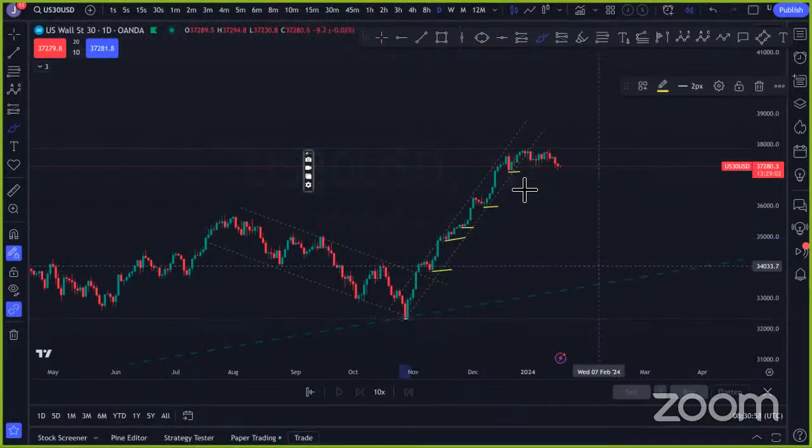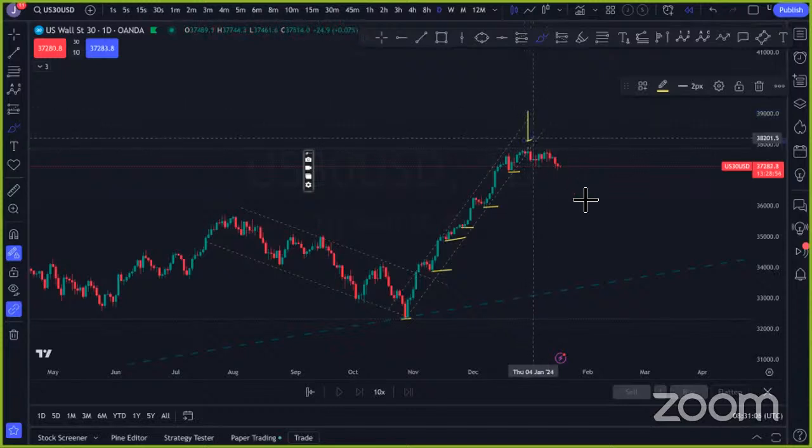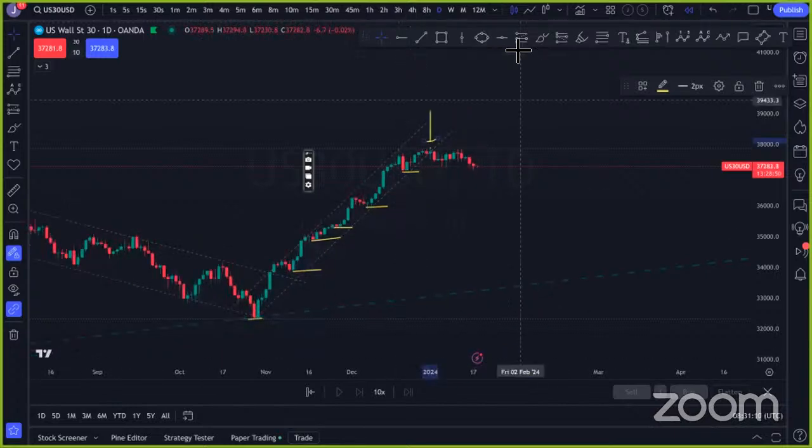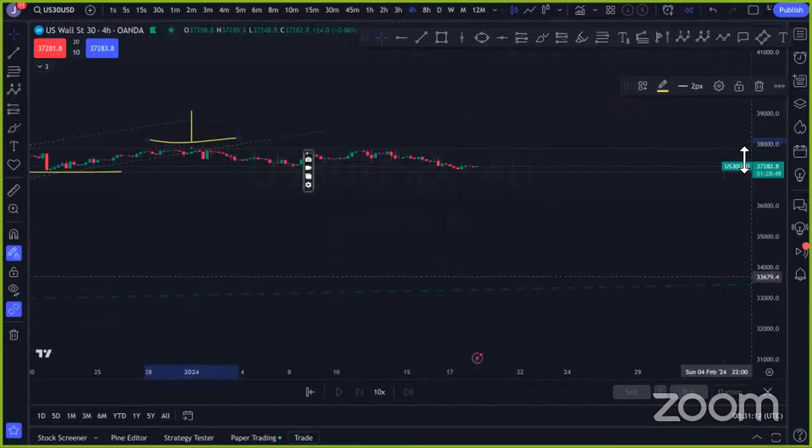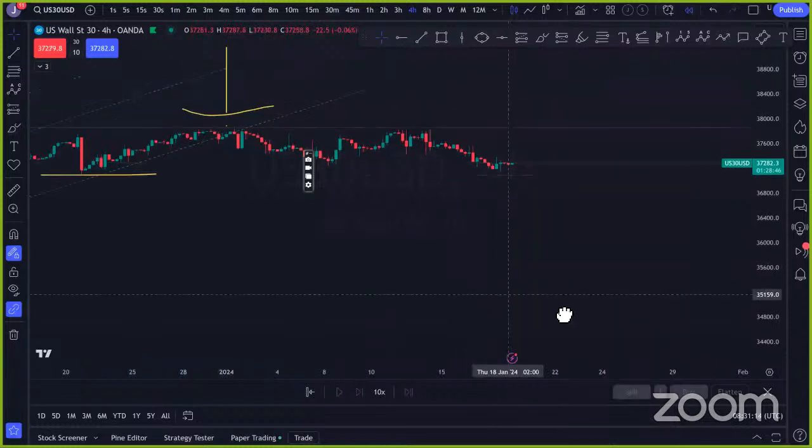Now, why is this one structure? Because it's the last low before this highest point. Right here is the highest point this market got to. And then it started to go sideways. Let me drop it to a 4-hour time frame. It started to go sideways.